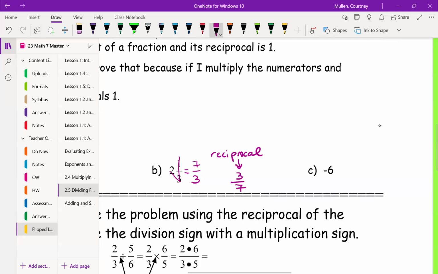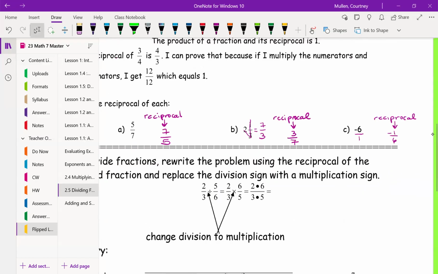On example C, we need to make sure we have a denominator. So we have an integer right now. We're going to put a 1 in the denominator. And so then this reciprocal would be -1/6. That's right. It doesn't matter if that 6 has the negative sign or the 1 has the negative sign or whether the negative sign's even in the middle. It's just saying that that fraction is negative.